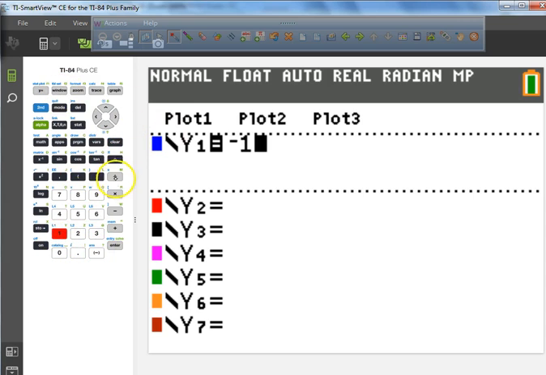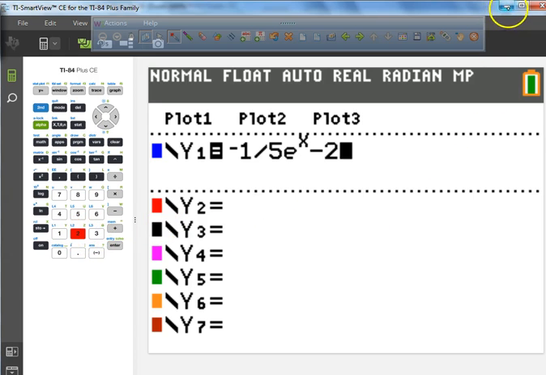Like -1 divided by 5. Hit second and division. Raise that to the power of x. And then we're going to say minus a 2.